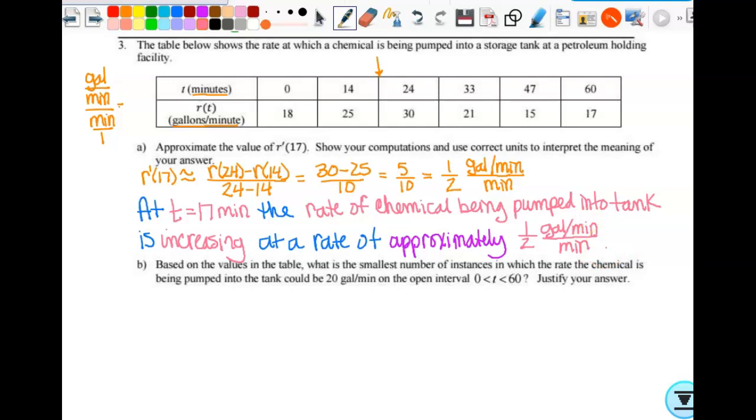Gallons per minute is what it is. All right, we good on that? All right.